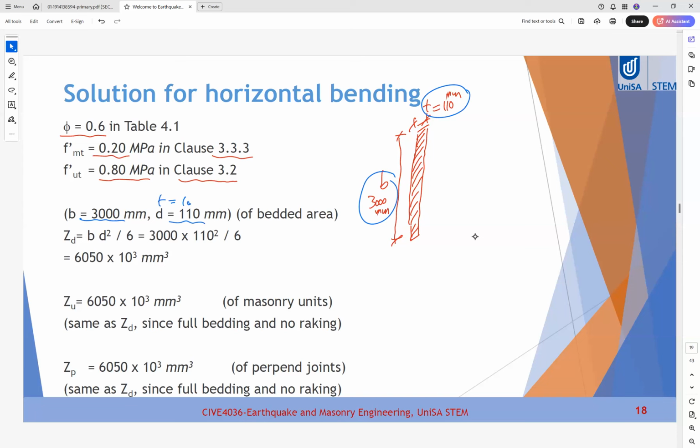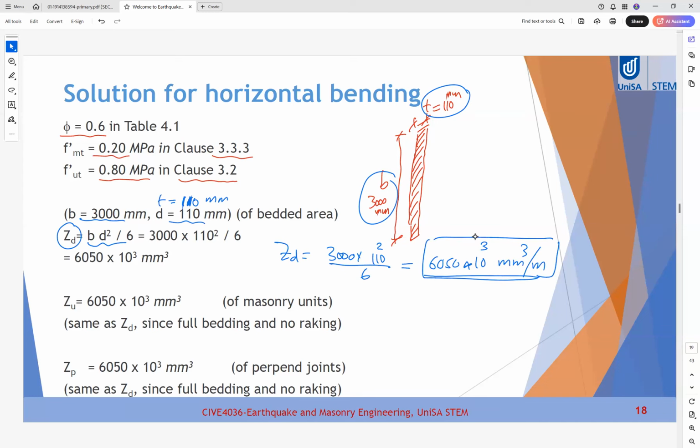B or T is 110 millimeter. So ZD equal to BD squared over 6. So ZD will be 3,000 times 110 squared over 6, which gives us 60.50 times 10 to the power 3 millimeter to the power 3 over meter. So each meter width of the wall will have ZD equal to 60.50 times 10 to the power 3.